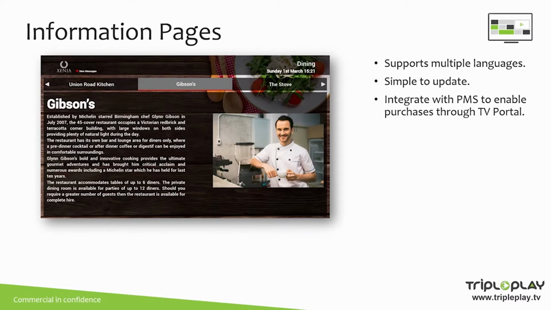Information pages, compendium pages there as well. We have support for multiple languages in there. The information pages can be updated through the Tripleplay portal editor. So as an end user, if an establishment should change, then I can go in and change the text. Then I can change the image that's associated with it as well. So it's pretty simple to update.